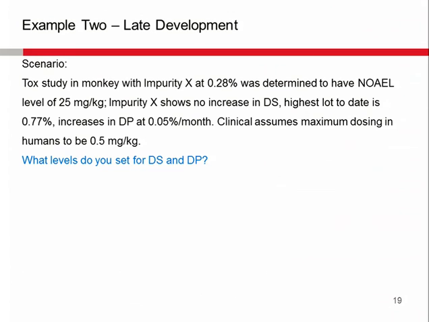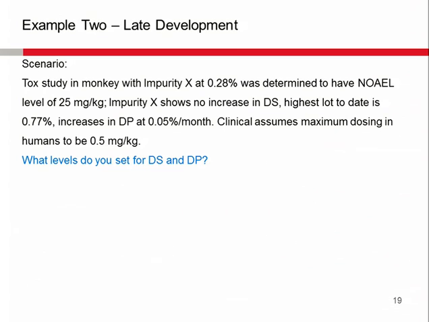Here's another case where this one is clearly a degradant. It's in a tox lot, drug substance -20, never changed, no big deal. Made the DP and it grew, so it's a degradant. In this case, I've changed the numbers around.